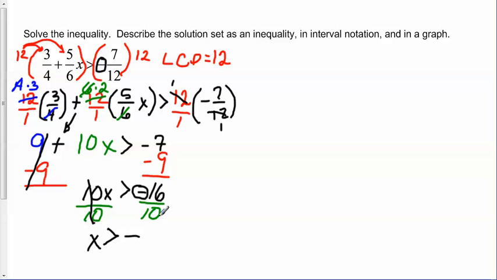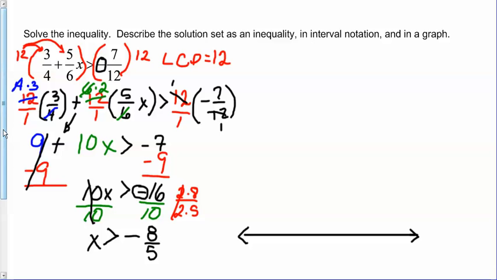Now, to simplify this fraction, we want to be thinking about what's the greatest common factor. What's the largest number that goes into 16 and also goes into 10? I think we could agree that the answer to that is 2, because 2 times 8 is 16, and 2 times 5 is 10. So when we cancel out those 2's, that would leave us with 8/5. So our final answer is negative 8/5. So that's what we have as an inequality. But remember, we still need to come up with a graph, and we also need to come up with interval notation.